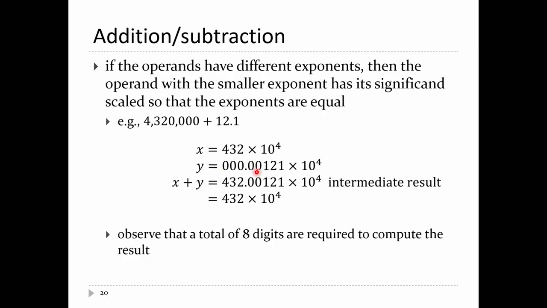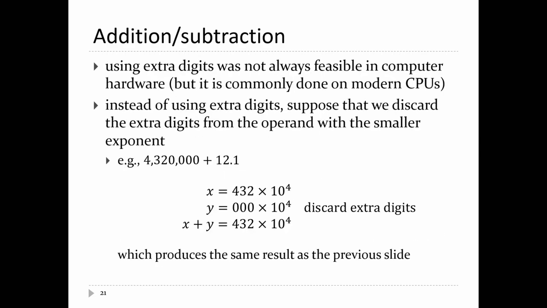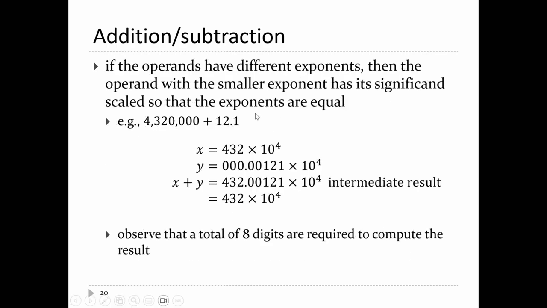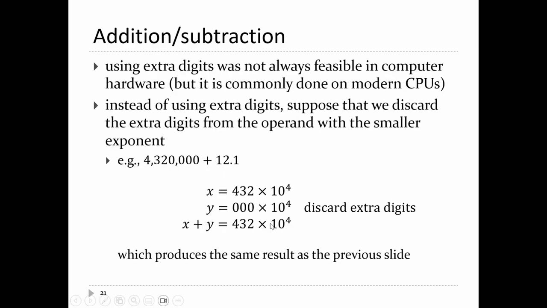In our floating point format, we actually don't have all of these digits after the decimal point. And so I really shouldn't be keeping these digits when I compute the result. So instead of keeping those digits, what happens if I just get rid of them? Instead of writing 0.00121, I throw away everything after the decimal point and get 0, so now you get 0 times 10 to the 4.